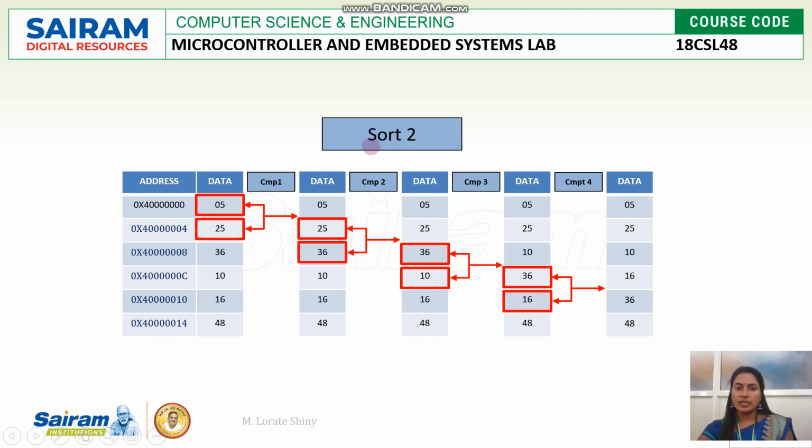Because why? Because at the end of sort 1 the largest data in the array is moved to the bottom of the array. You can see 48 is moved to the bottom. So this is the result of sort 1. Okay, so at the end of sort 2 the next largest number, which is nothing but 38, is moved to the bottom of the array. Okay, so here only 4 comparisons. So in the next sort there will be only 3 comparisons, because these two we will not compare again.